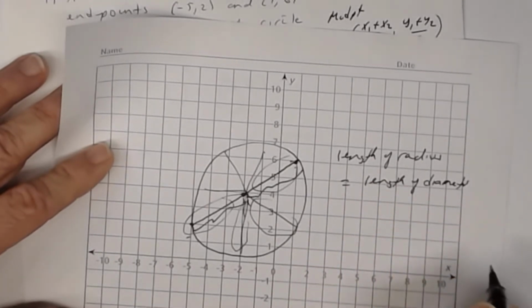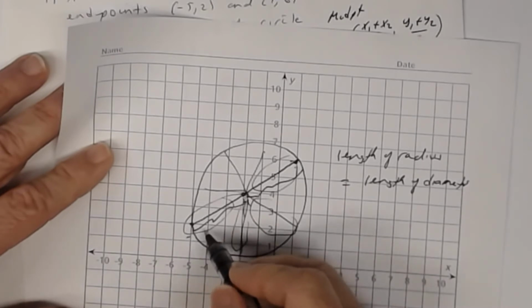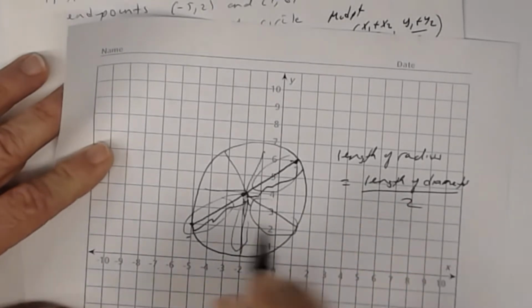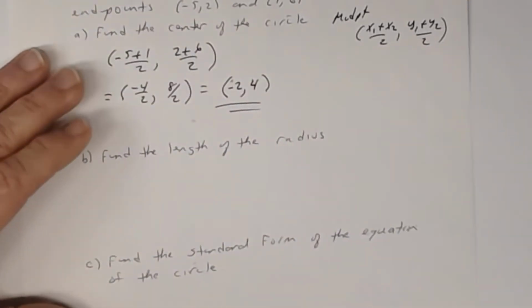And what else do you think you're going to do? Well, if that's the length of the diameter and all I want is the radius, I've got to take this number and divide by 2. So you just take the length of the diameter and divide by 2. All right, so let's talk about that then.